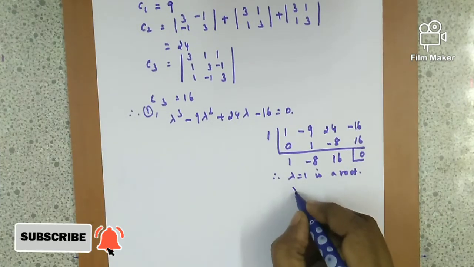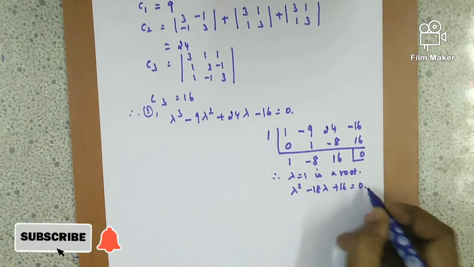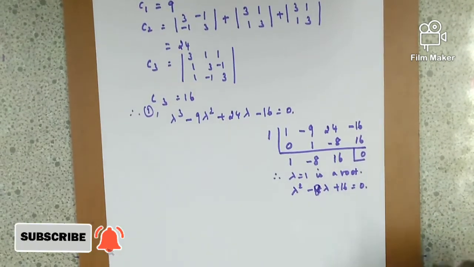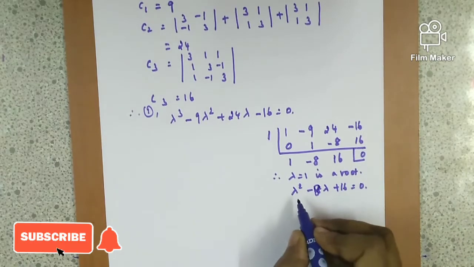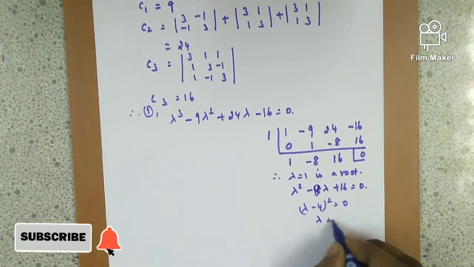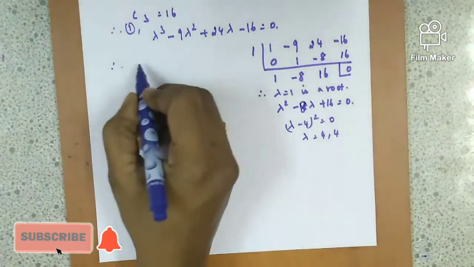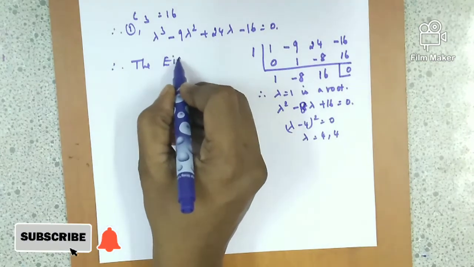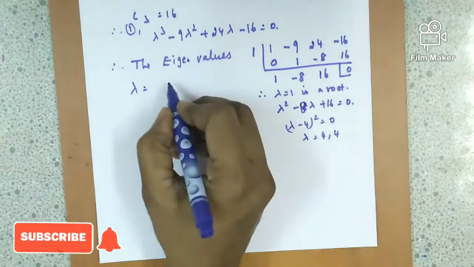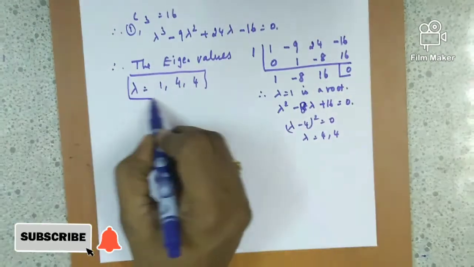The remaining equation is lambda squared minus 8 lambda plus 16 equal to 0. This is nothing but lambda minus 4 the whole squared equal to 0. That means lambda equal to 4, 4. Therefore, the eigenvalues are lambda equal to 1, 4, 4. These are the eigenvalues for the given matrix.